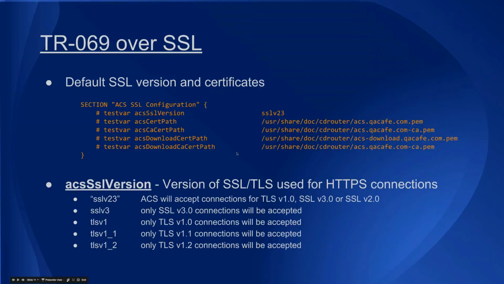By default, CDRouter will automatically negotiate the version of SSL or TLS using the best connection that is available as advertised by the device. So you can override this and have the ACS force a specific SSL or TLS version by setting the ACS SSL version test var. The default value is SSL v23. This will cause the ACS to just negotiate the best connection it can. To force a specific version, you can set it to one of these 4 values, and the ACS will only accept connections at that version.